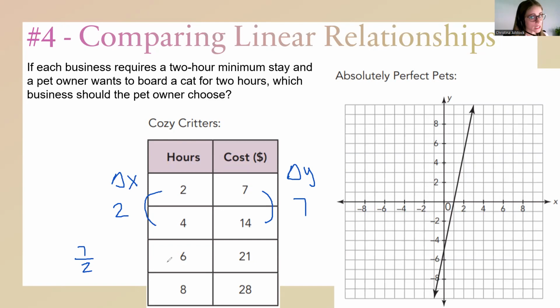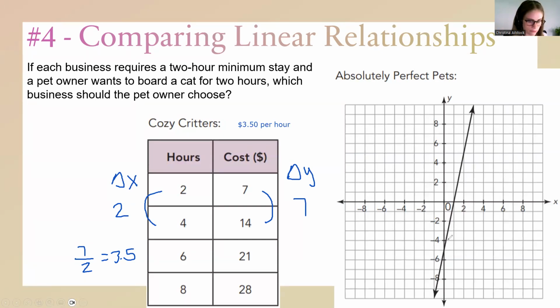Since we're dealing with money here, we want decimal form. So 7 divided by 2 is 3.5. So that's telling us that for Cozy Critters here, it is $3.50 per hour. Perfect.